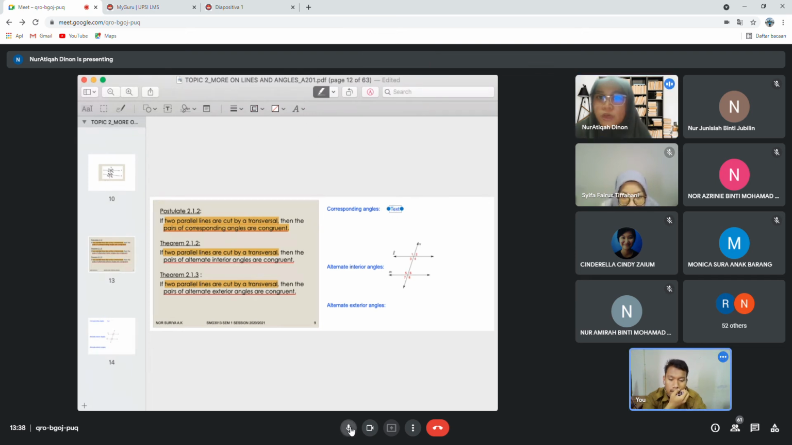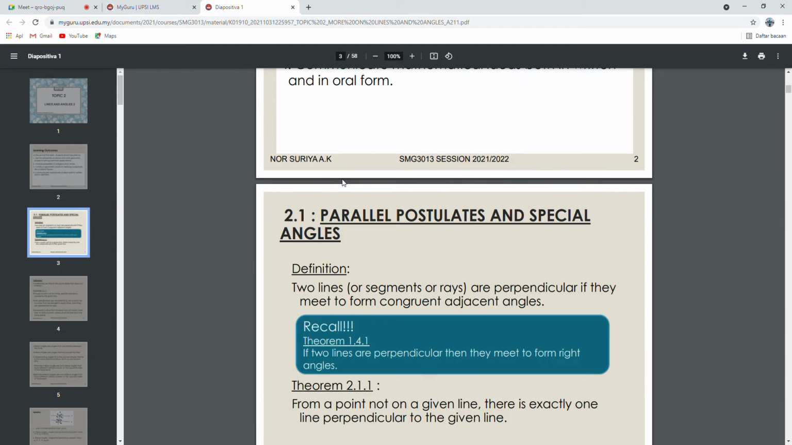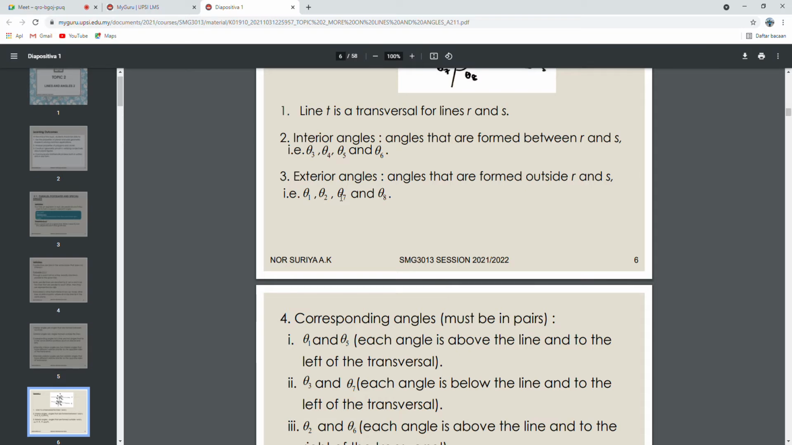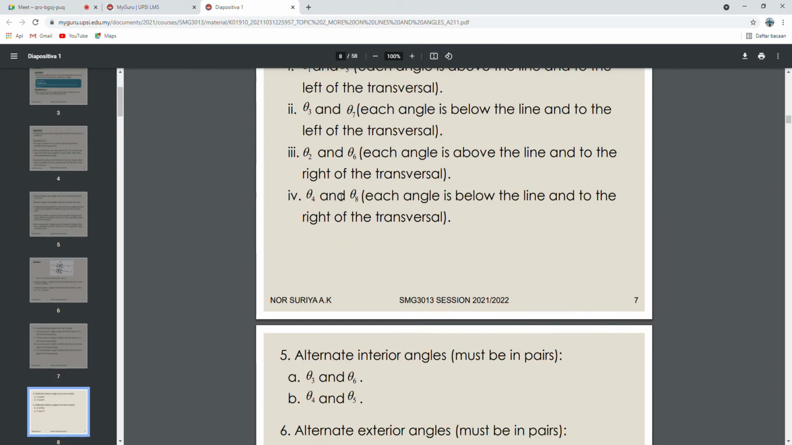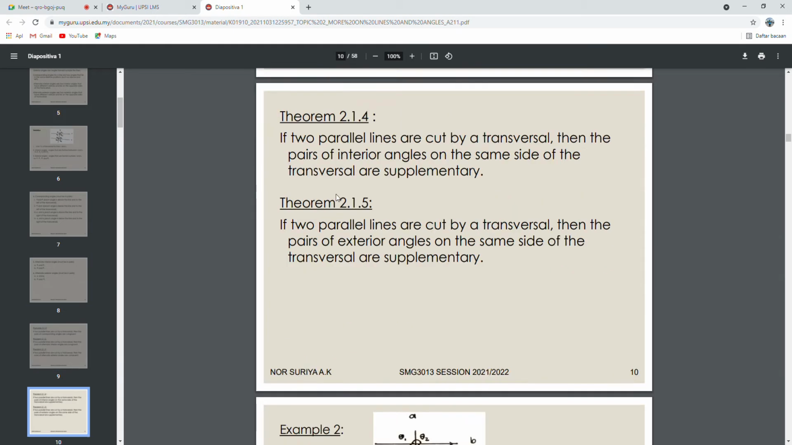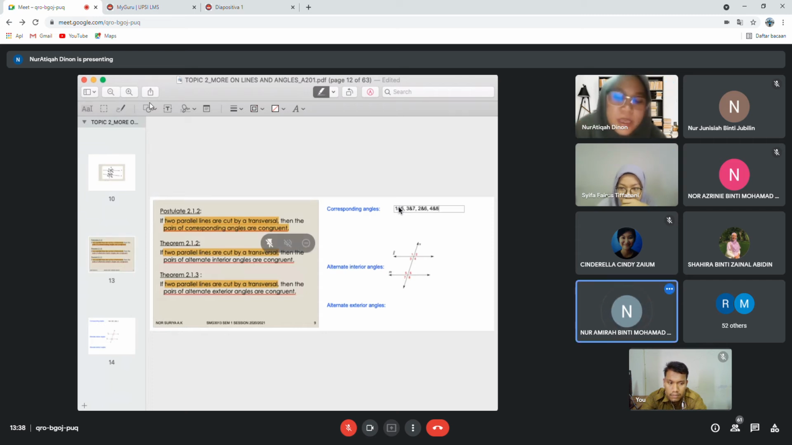1 and 5. Good. So we have 1 and 5. Next, anyone? Second pair? 3 and 7. Good job. Next, 2 and 6. Good. Okay, last one, 4 and 8. Well done. So we have 1, 2, 3, 4 pairs.